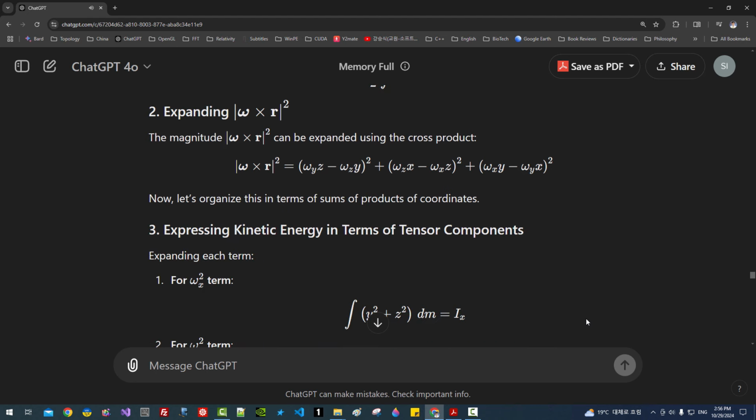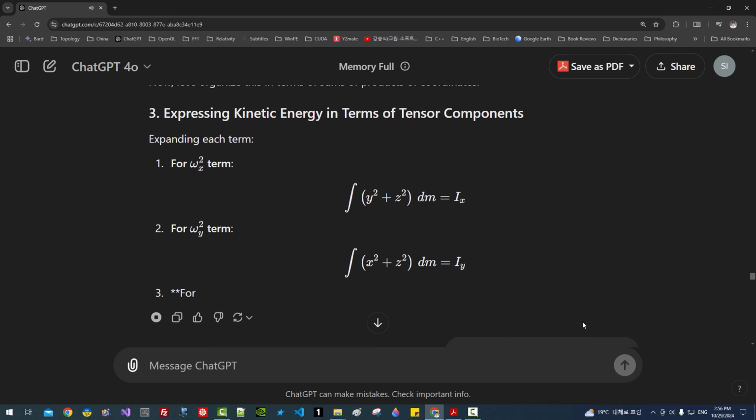Expanding the magnitude of omega cross r squared, it can be expanded using the cross product. The magnitude squared equals (omega_y z minus omega_z y) squared plus (omega_z x minus omega_x z) squared plus (omega_x y minus omega_y x) squared. Now, let's organize this in terms of sums of products of coordinates.